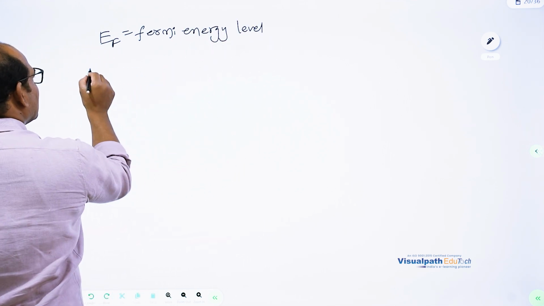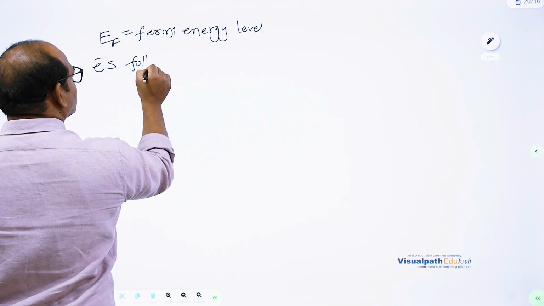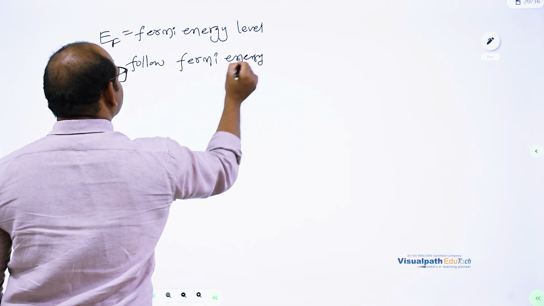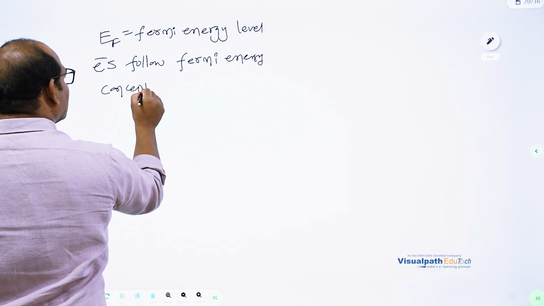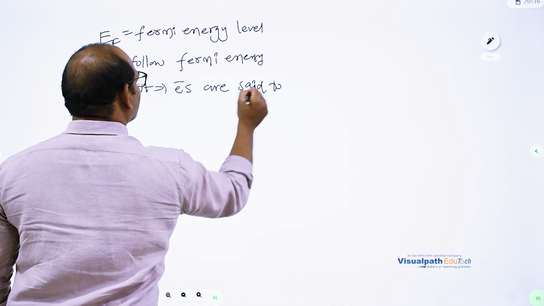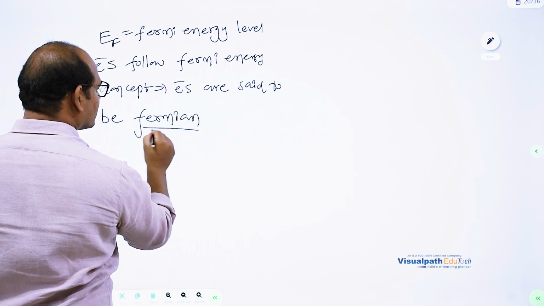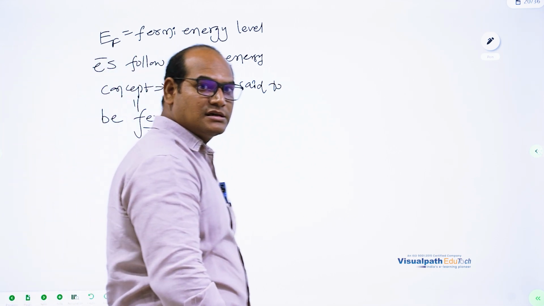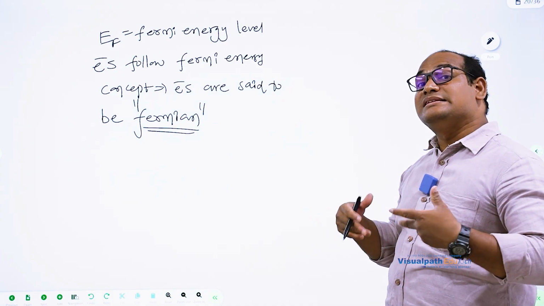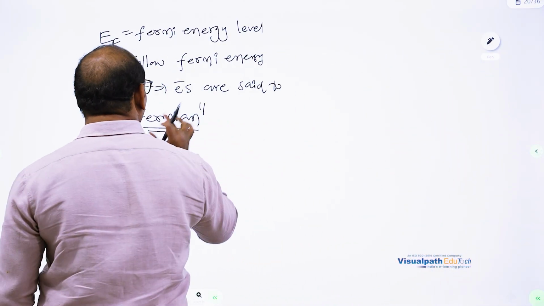Ef is a Fermi energy level because electrons follow this Fermi energy concept. Electrons are said to be fermions. Using this concept, what we can tell is, if you take one energy level, in that energy level, electron is available or not available. That is the thing we are able to tell using the concept of the Fermi energy level.